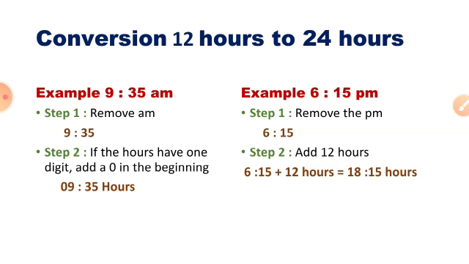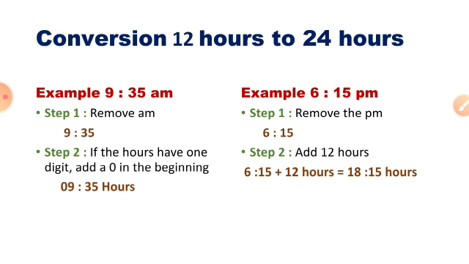Conversion of 12 hours to 24 hours. How to convert 12 hours to 24 hours? Let's see that with an example. First example is 9:35 AM. So it is in AM. This denotes that this is a 12 hours clock. We are going to convert this 12 hours clock into a 24 hours clock. Let's see how to convert. Step number 1, remove AM. So after removing AM, we have 9:35 only.